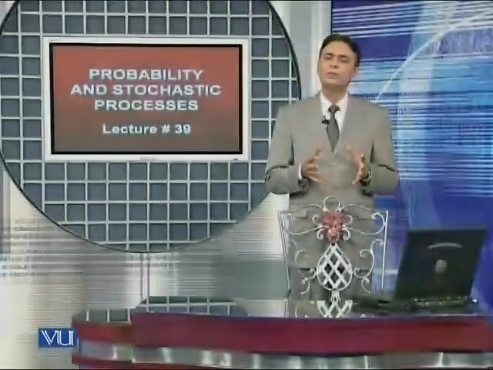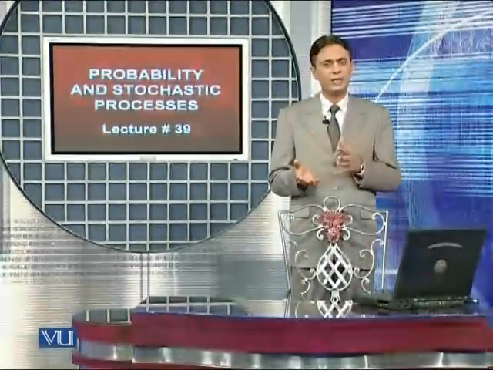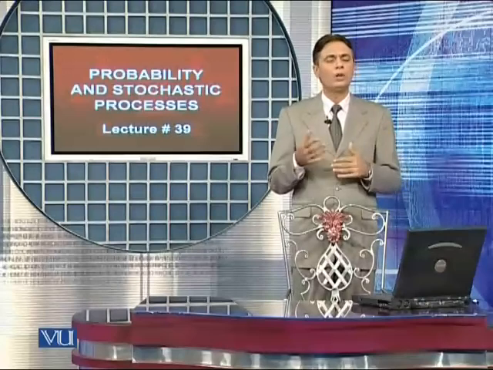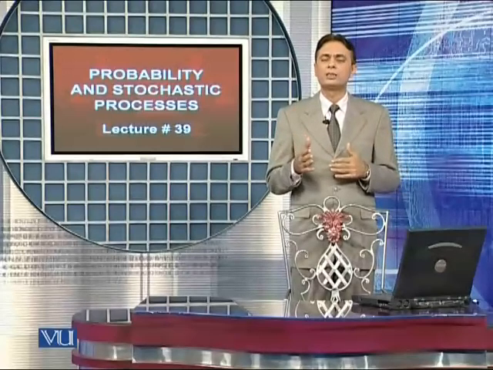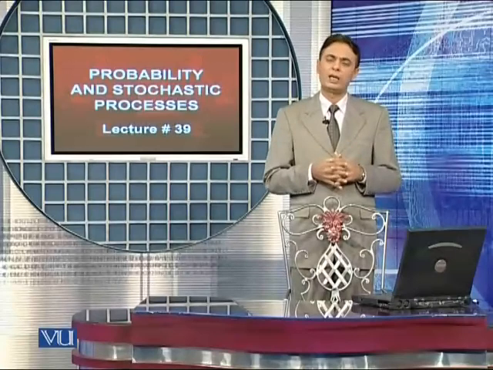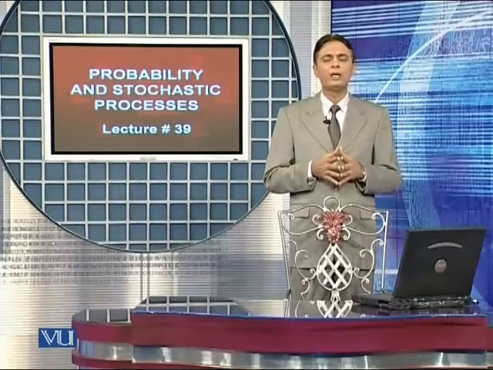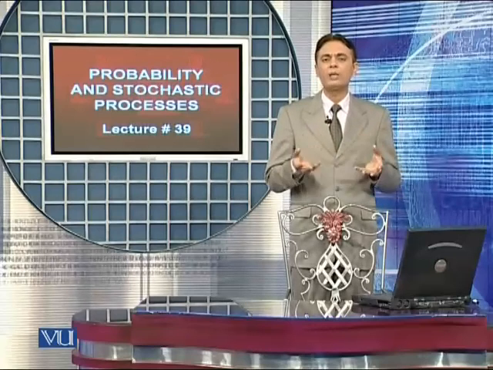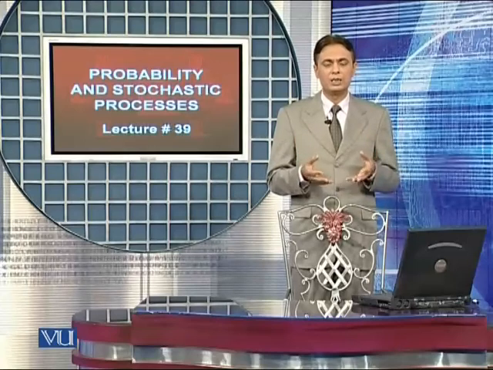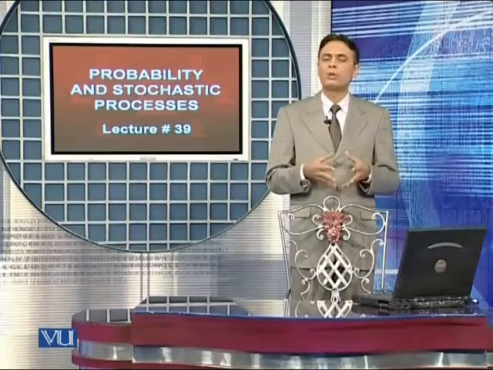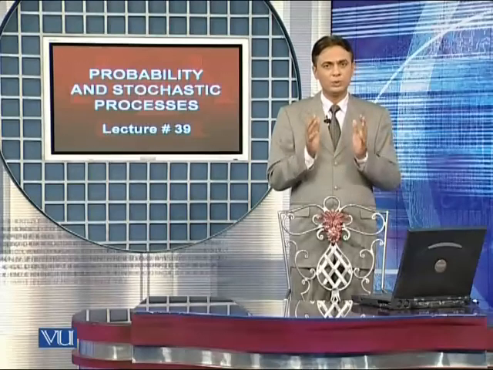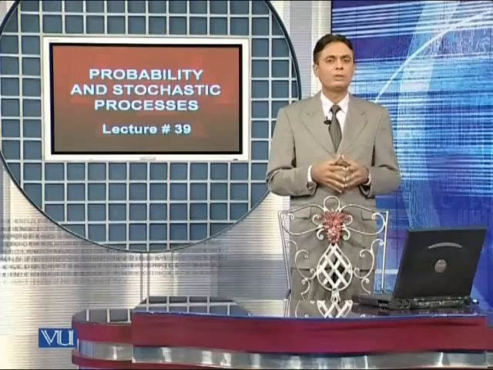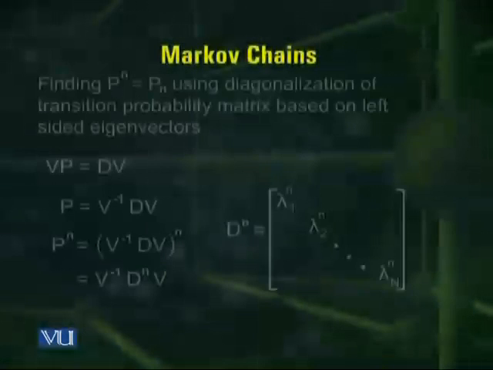I hope it's clear to you now how you perform left-sided eigenanalysis using rows as eigenvectors and how you perform right-sided eigenanalysis with columns being the eigenvectors. Let's have a look at application of this method on finding the higher powers of P, where P is our one-step transition probability matrix. And we know that we use this one-step transition probability matrix to find n-step transition probability matrices by taking the nth power of this P.